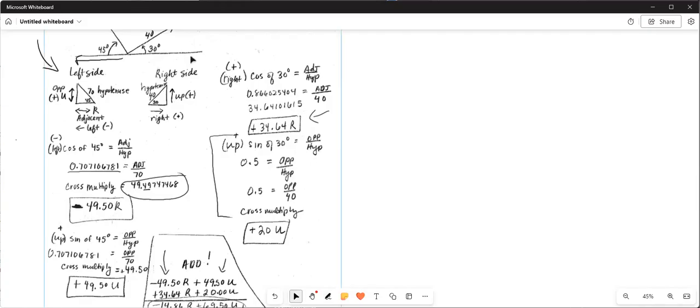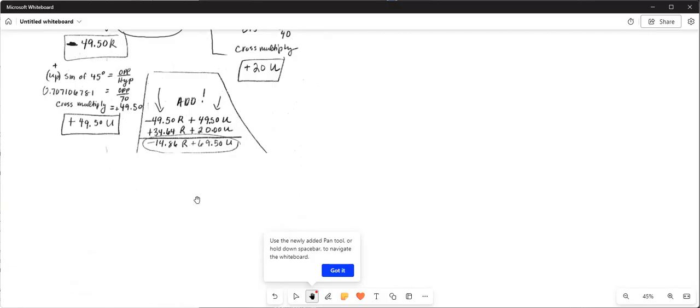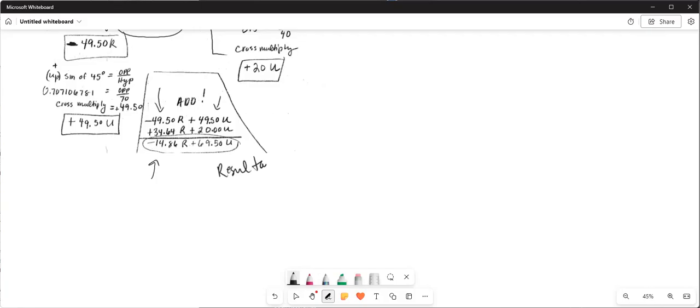So we add those together. And we get this negative 14.86R plus 69.50U. Okay, we're not done. From here, you have to express this, so this is the resultant force. So you've got to express this in polar coordinates. So we have to put it back into polar coordinates.